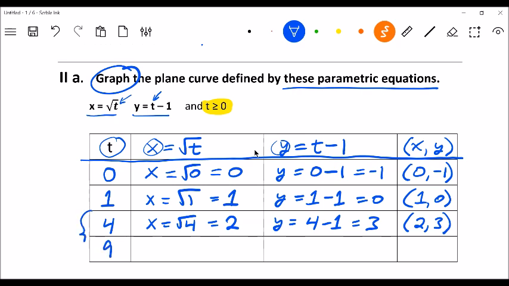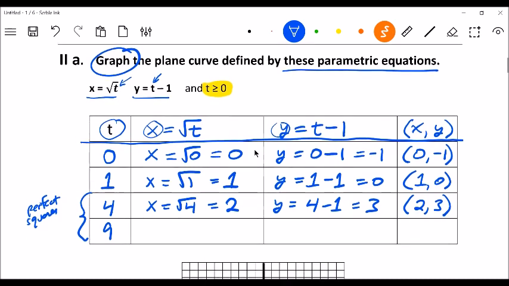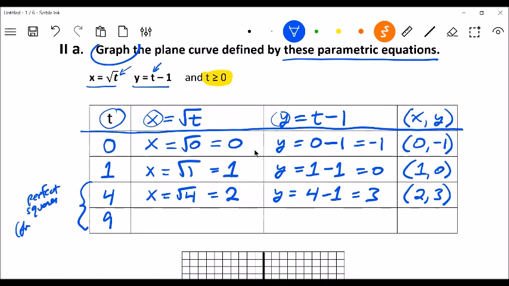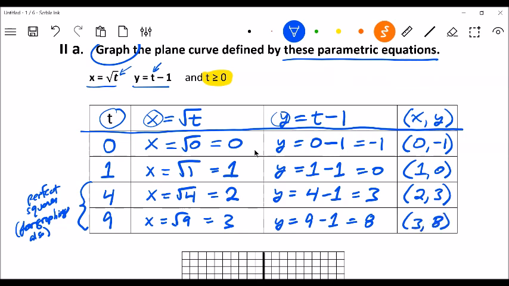And then I'll choose 9, perfect squares to make it easier. This will also make the graphing easier too. So x equals square root of 9, which is 3. Y is equal to 9 minus 1, which is 8. So we get 3 and 8. These points we want to plot.